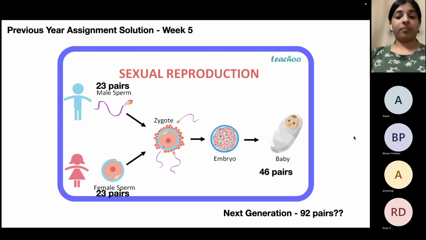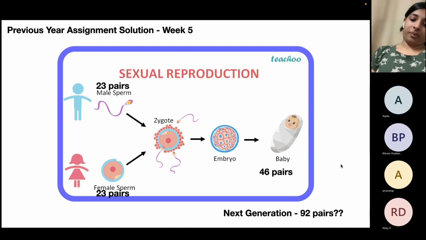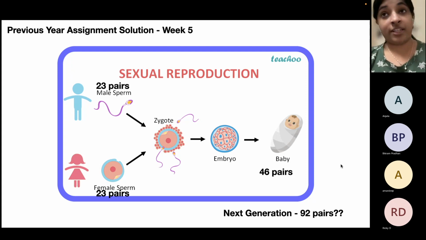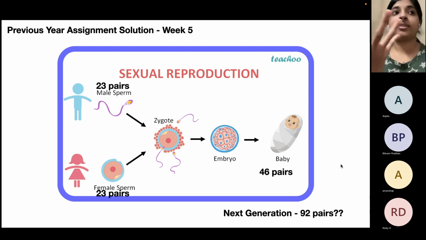So the zygote formed and the baby that is ultimately formed will have double the amount of chromosome content when compared to their parents. So it will now have 46 pairs. Now in the next generation, it will double again, 92 pairs, and then it will double again. And this will lead to such a large amount of genetic material that the cell will not understand what to do and will not be able to organize it properly, ultimately resulting in lethality.